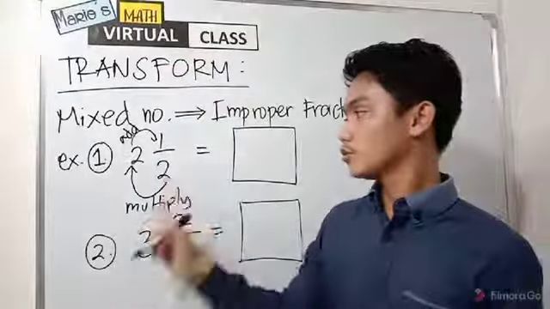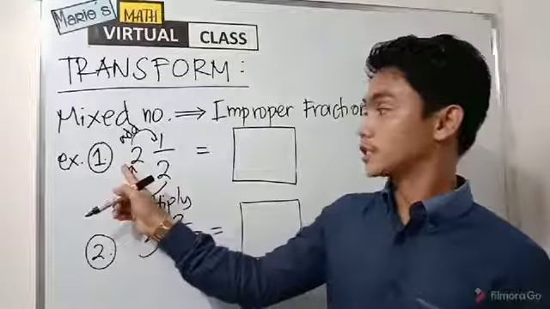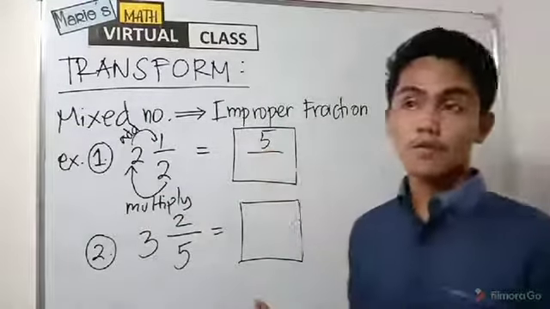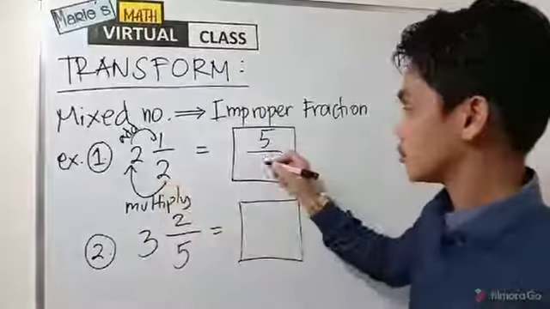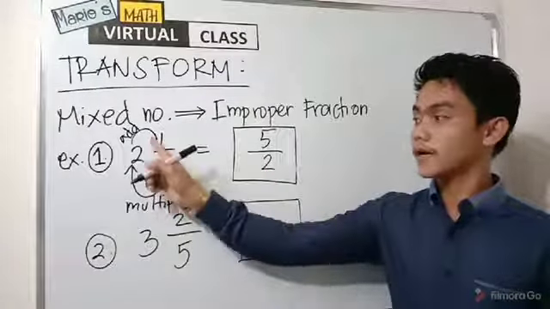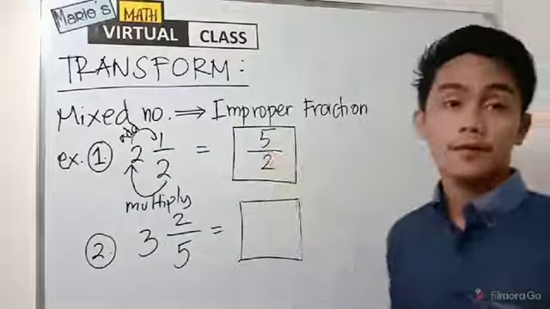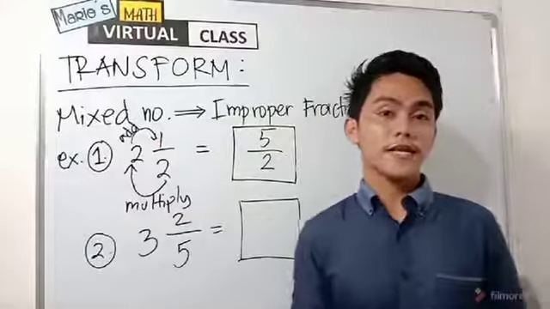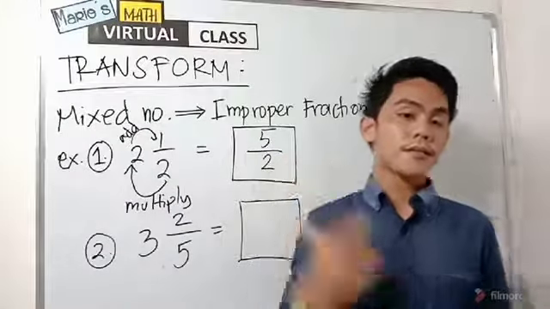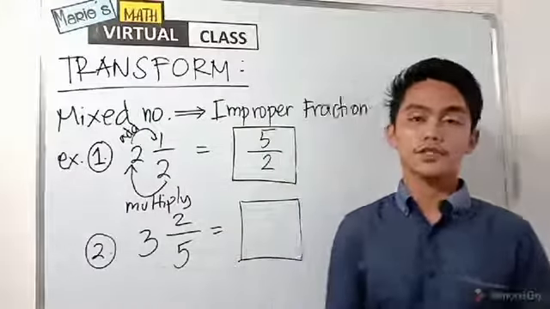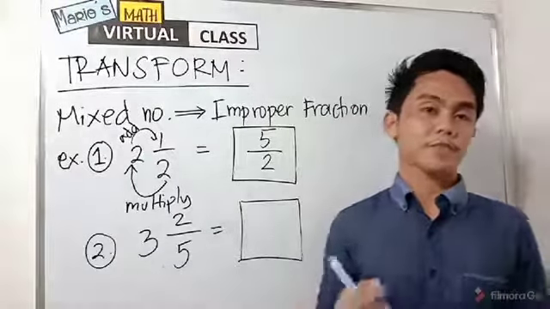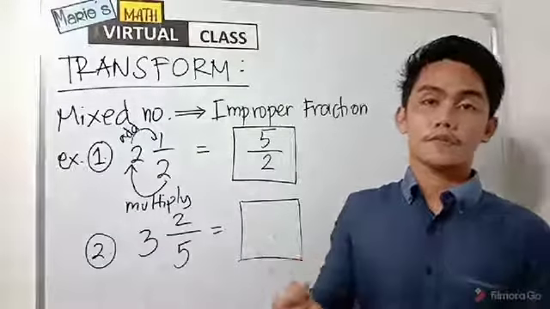So again, 2 times 2 is 4 plus 1 is 5. And then copy the denominator 2. So the equivalent improper fraction of 2 and 1 half is 5 halves. But in this sense, we need to understand this improper fraction. Remember, math is easier when understood. More than just following procedures, first, it must be understood for you to have it applied.